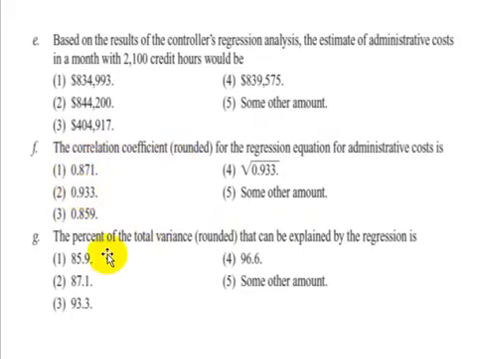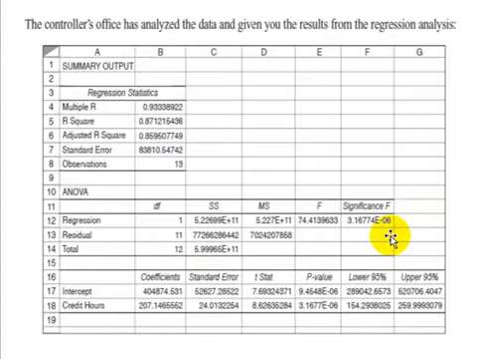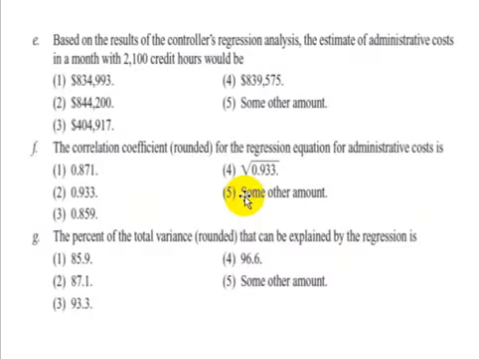The percent of total variance that can be explained by the regression means R square. So R square equals 0.87, or 87.1%. So the right answer is number 2.